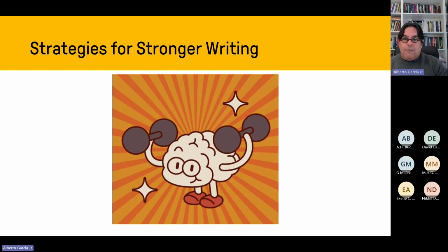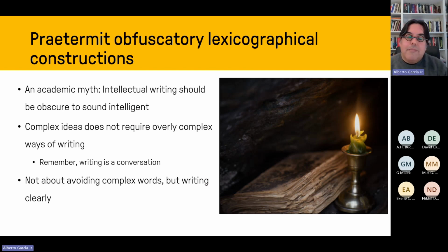So we now have strategies for stronger writing here. And I think here's one: Pretermit obfuscatory lexicographical constructions. And what does this mean? The title means avoid word choices and sentence structures that deliberately make writing unclear. This is often playing off the idea that there's an academic myth that intellectual writing should be obscure and sound intelligent.